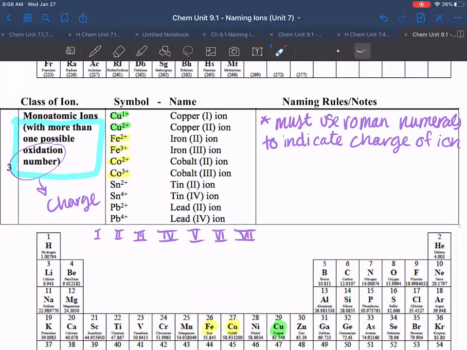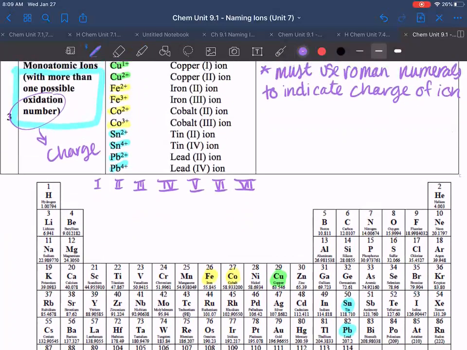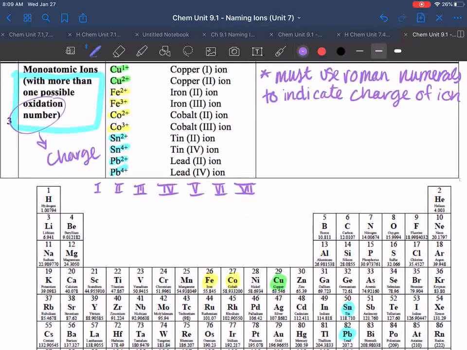And then we have tin and lead. These make +2 or +4 charges, and they live over to the right here. The only really big difference here, so they're still cations. They are still forming plus charges because they're metals. But because these cations can form more than one charge, the only difference with the naming is using Roman numerals.